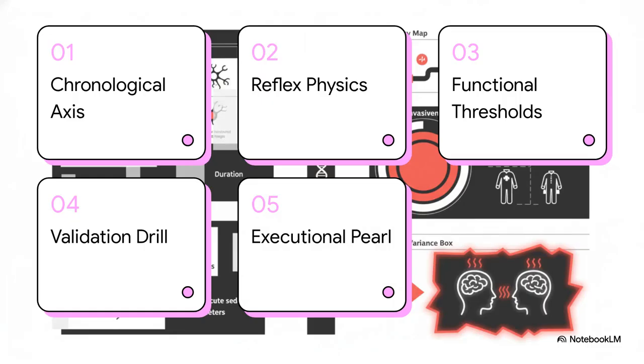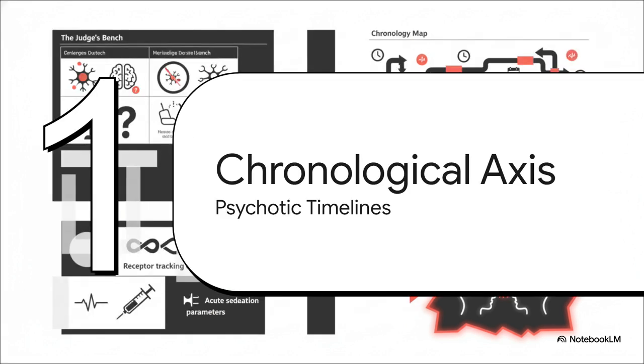Okay, our docket for today is set. We're looking at the chronological axis, automated reflex physics, functional impairment thresholds, a mandatory validation drill, and finally, the executional pearl. Let's dive in. Module 1.